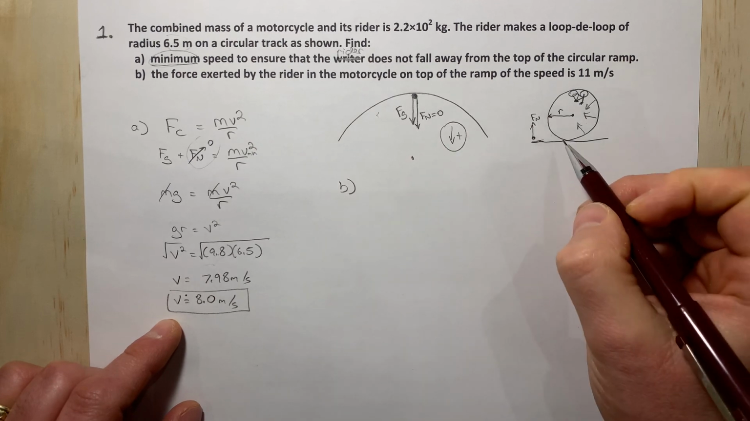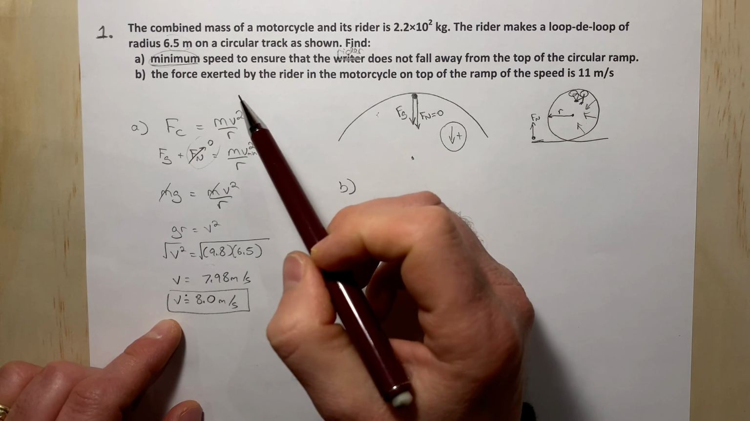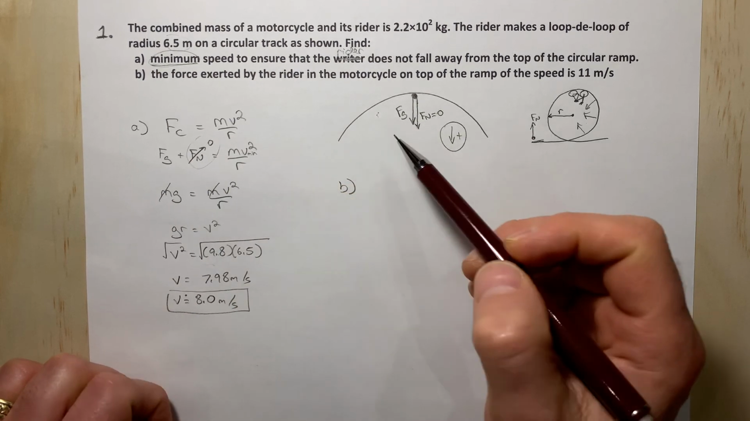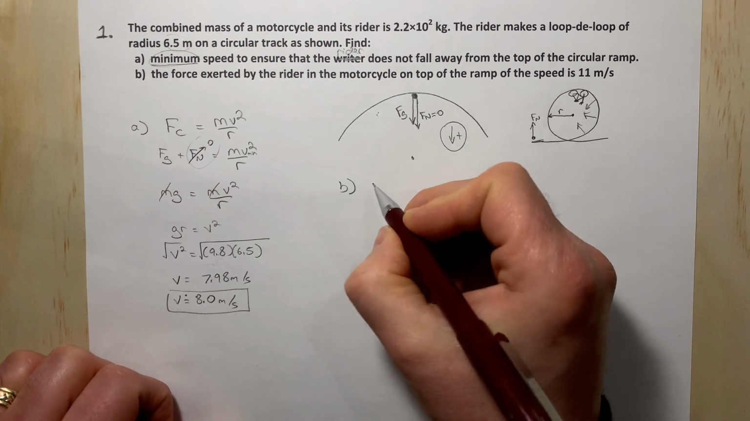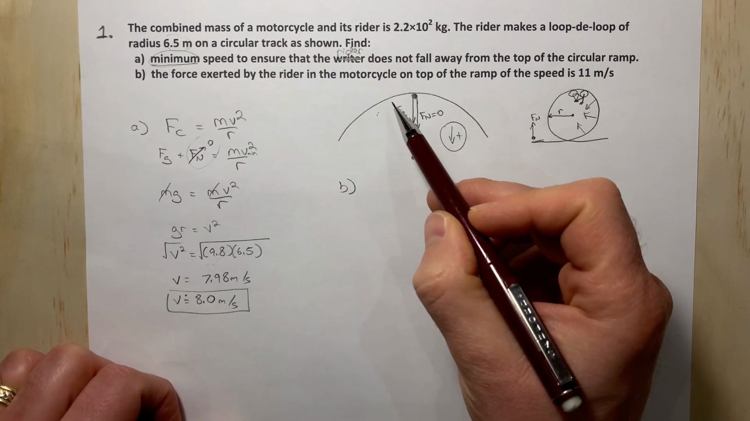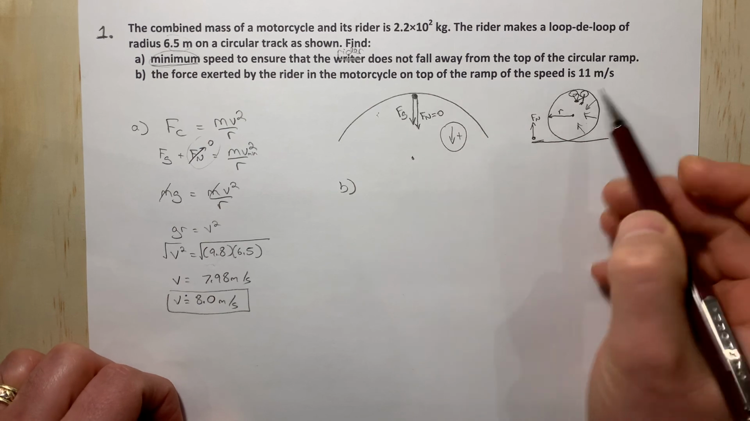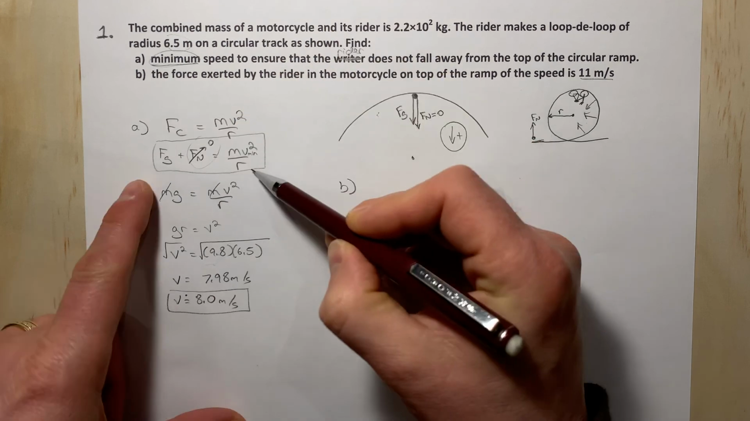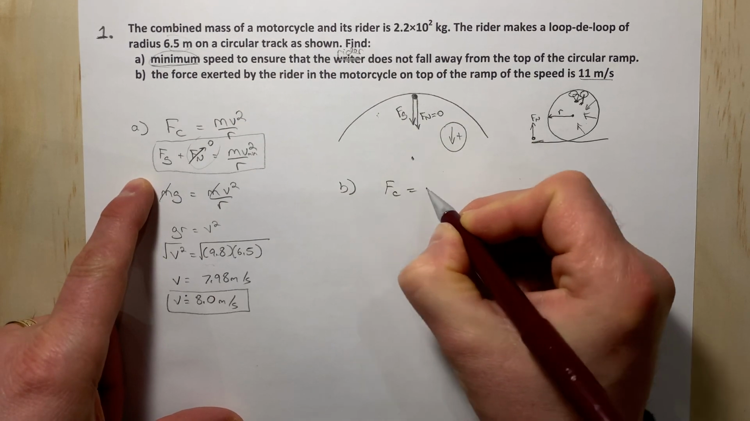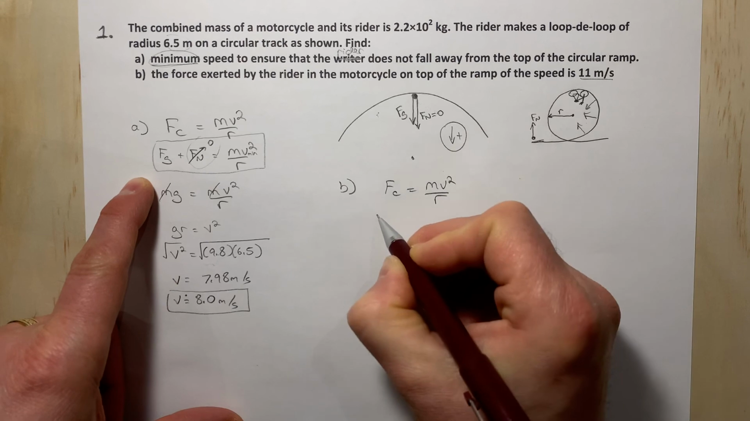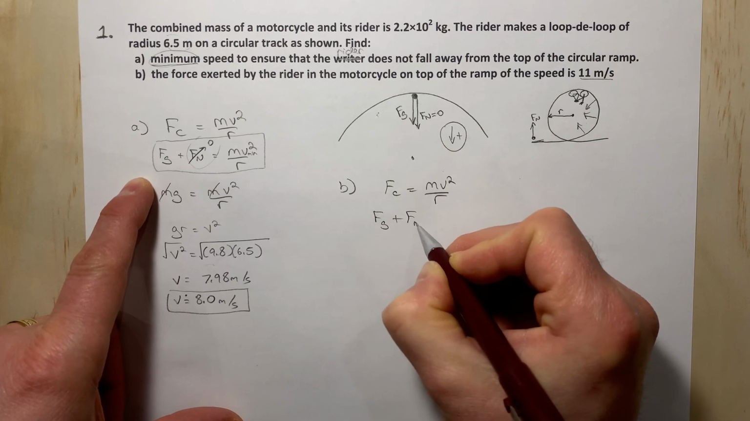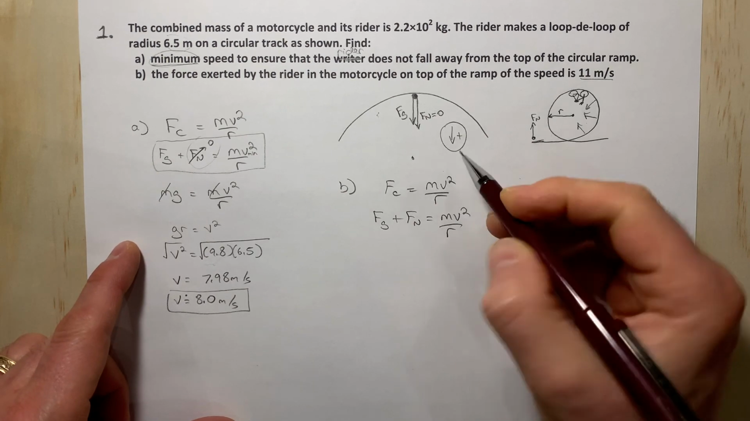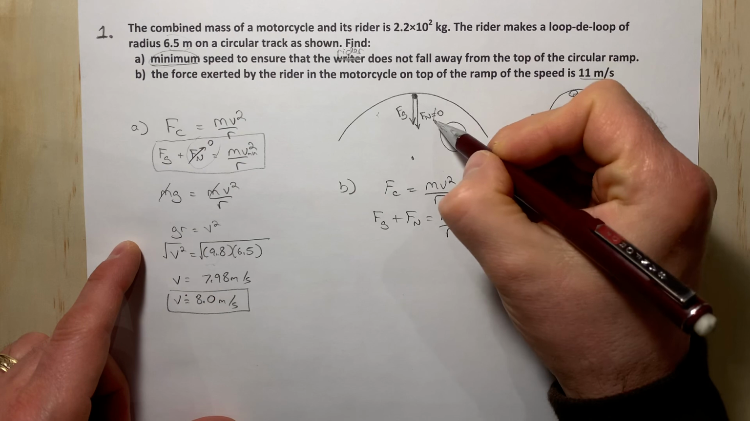Knowing that, I can then move on to part B, and I'm going to try to leave part B partially undone. I'll try to get you started on it. It's very similar to this one. I'll get you started on it, and then I'm going to let you guys finish this one off. So the force exerted by the rider on the motorcycle on top of the ramp when the speed is 11. We're really starting with this exact same expression that we had over here. We could start again and say that it is Fg plus Fn equals mv squared over r. Because my speed is no longer a minimum, this normal force is no longer 0.